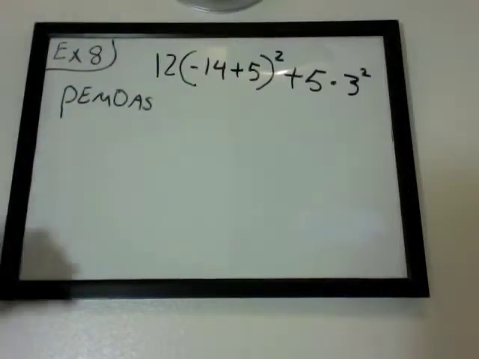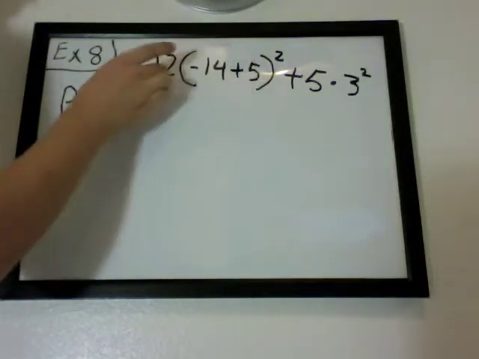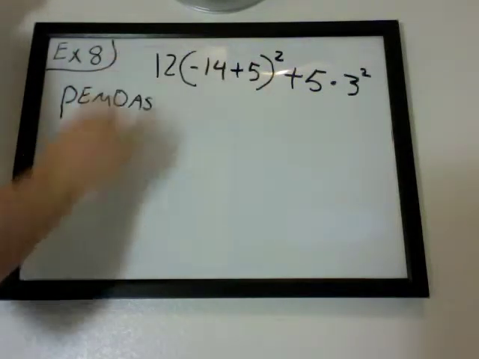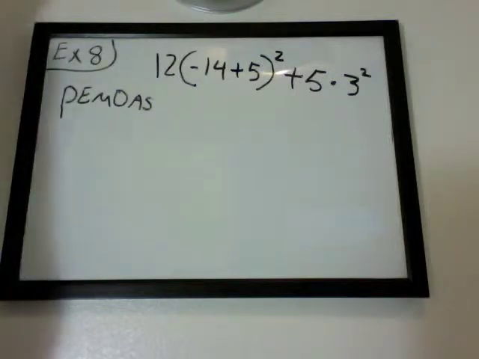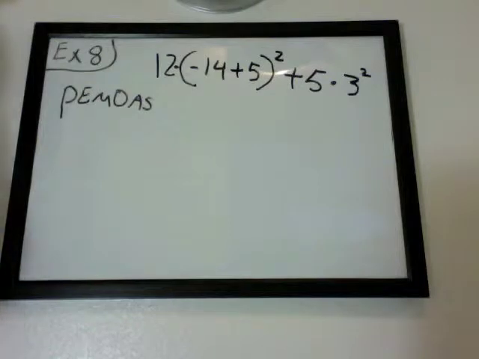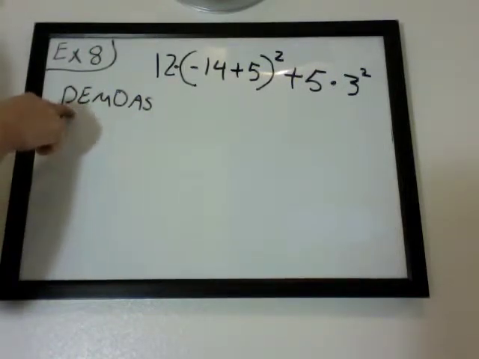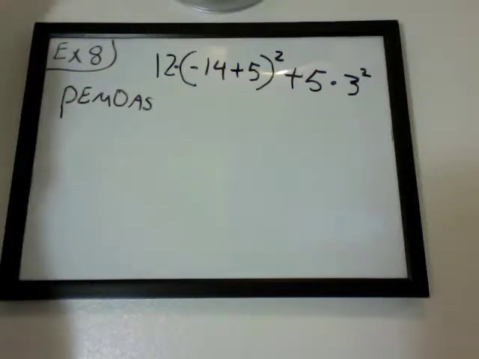Okay, now we have a little more stuff on the outside. Don't forget, if you have parentheses and a number, you're multiplying that number by whatever's in the parentheses. So don't forget your multiplication sign you can put right here. So let's look at the PEMDAS. We have parentheses, so let's take care of that first, whatever's in the parentheses.